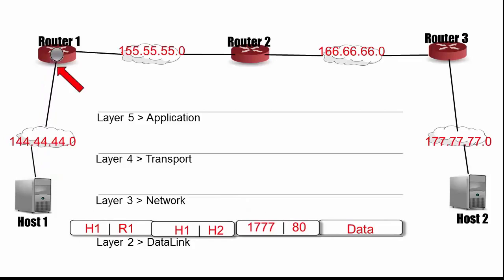Here, the frame is received at router 1. Router 1 looks at the frame and realizes that the hardware address matches its own, so it knows the frame is addressed to itself. Otherwise, it would ignore it. At this point, it removes the frame header, which it no longer needs, and the datagram is passed up to the network layer.